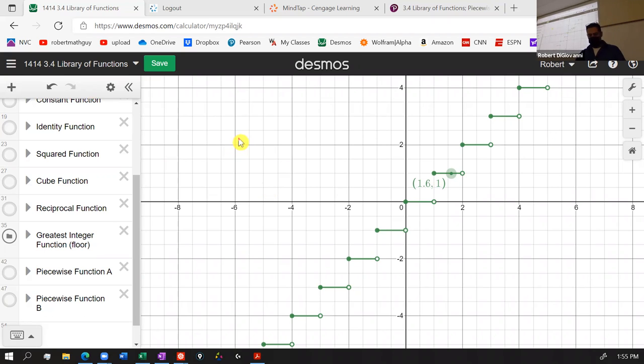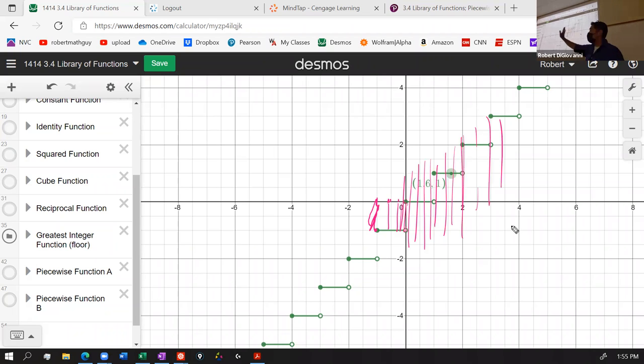Let's just start right here. This x value, is my function defined here? Yes, right? Go here. Is it defined? Yes. Go here. Is it defined? Yes. Is it always defined? Yes. Even when I get here, I have a hole down here, but I have a solid dot here, right? So it's defined. Everywhere I go, I've got graph.